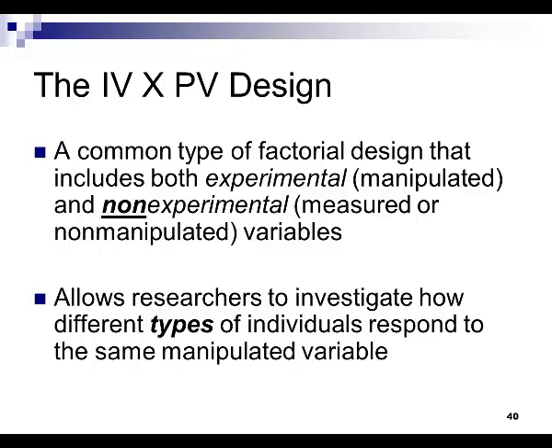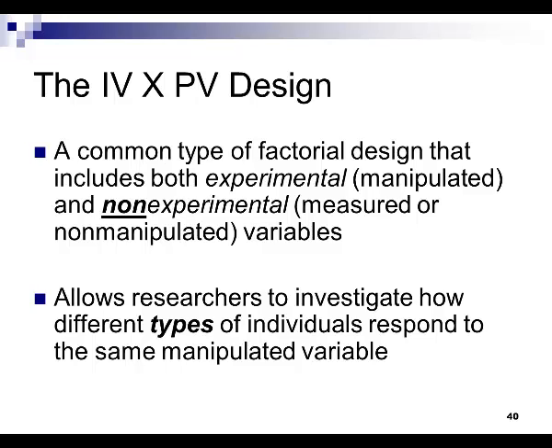So moving on to the last part of our discussion, we're going to look at something called IV by PV designs. And this stands for independent variable by participant variable. This is a common type of factorial design that includes both experimental variables, things that we can manipulate, and non-experimental variables that are measured or non-manipulated. The unique thing about an IV by PV design is it allows researchers to investigate how different types of individuals respond to the same manipulated variable.